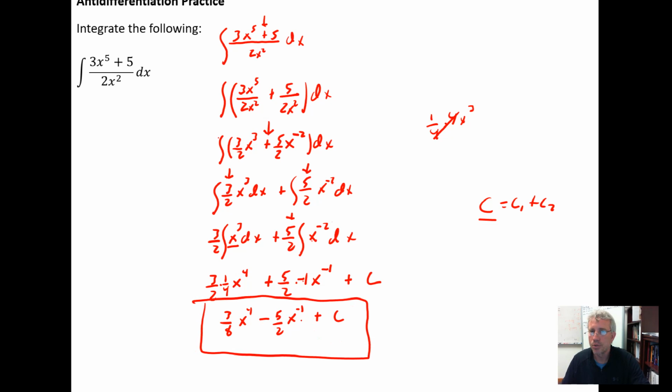If you felt compelled to, you could rewrite this as 3/8 x^4 minus 5 over 2 times x, plus c. We could move that base x back down into the denominator by making the exponent the opposite of what it currently is. Currently it's a negative 1, we could make it a positive 1. We don't need to write x to the positive 1 to get just an x. So again, we could rewrite it with positive exponents only, but there's no particular reason for doing that at this time. So it's okay to leave it with a negative exponent result.